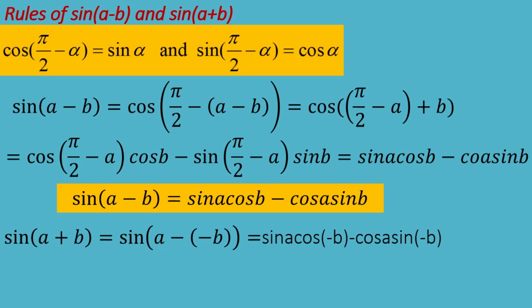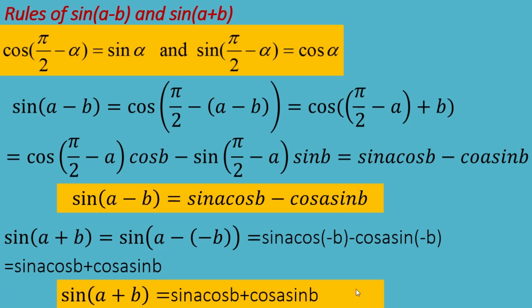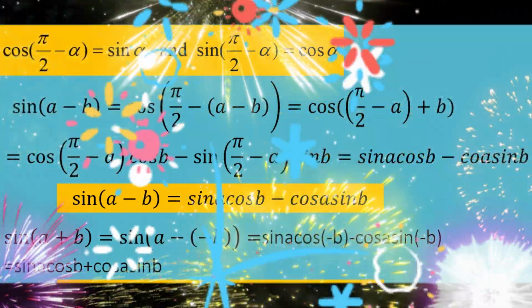Sine A plus B, minus plus. Then we use the rule of sine A minus B, but instead of B we have minus B. Then this rule is sine A cosine minus B minus cosine A sine minus B. But cosine minus B equals cosine B, and sine minus B equals minus sine B. Then minus plus. Sine A plus B equals sine A cosine B plus cosine A sine B.